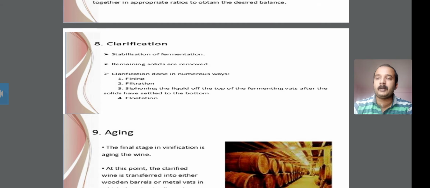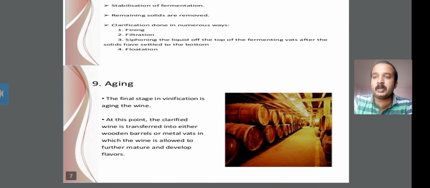After this clarification process, the next step is aging. The final stage in vinification is aging the wine. At this point, the clarified wine is transferred into either wooden barrels or metal vats, in which the wine is allowed to further mature and develop its flavor.